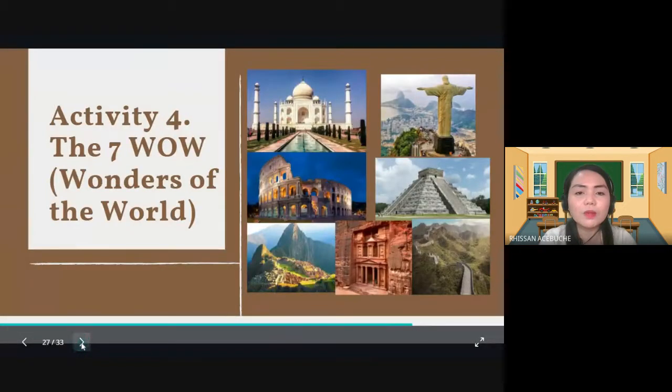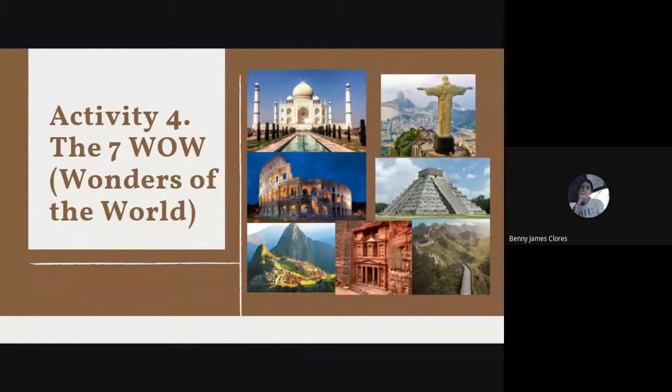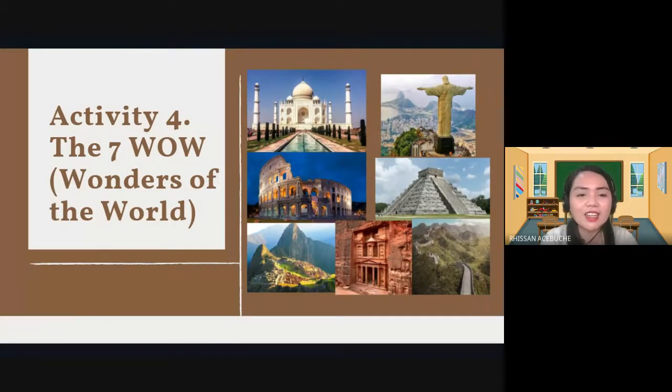Now let's go to activity 4, and I call it the 7 wonders of the world. So I have here pictures of the places that are considered wonders of the world. Can you name some of these 7 wonders of the world? Can you give me one? Yes, Flores. The first picture, ma'am, it is Taj Mahal. Yes, Taj Mahal in India. That's right. Another one. Yes, Diaz. The image below the Taj Mahal is the Colosseum. Yes, Colosseum. That's right.